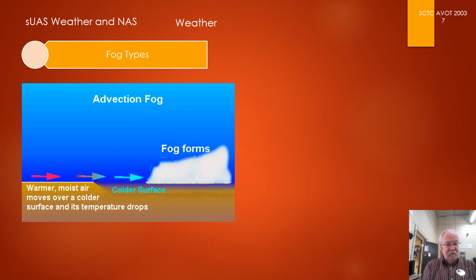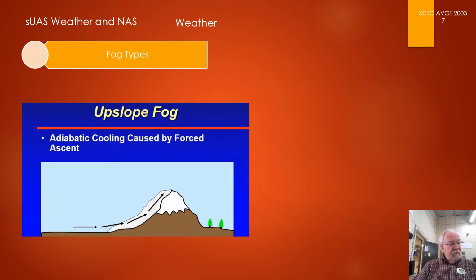As the air is cooled over this colder surface, it reaches its saturation point and can no longer hold the moisture. Then we have upslope fog, adiabatic cooling caused by the air being forced up, right? The wind is blowing this way. Again, we need wind for this.